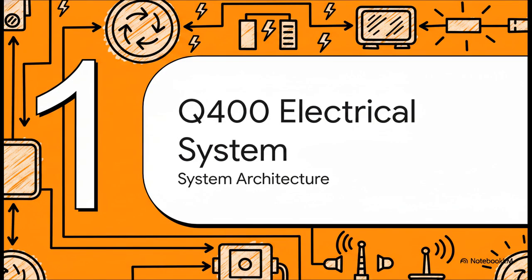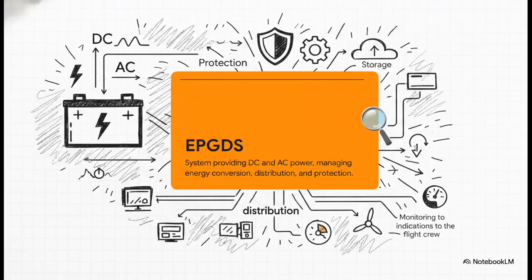All right, Section 1, the Q400 electrical system. Let's start with the overarching system that supplies basically all of our onboard electrical equipment. We're talking about the EPGDS, which stands for Electrical Power Generation and Distribution System. This is literally the foundation of the Q400's energy. It's got both direct current and alternating current generating systems. Now, it doesn't just passively sit there holding power. It actively manages energy conversion, distribution, storage, control, protection, monitoring, and it provides vital indications to the flight crew. Basically, it controls the whole shebang, from basic battery storage all the way to the readouts on your screens.